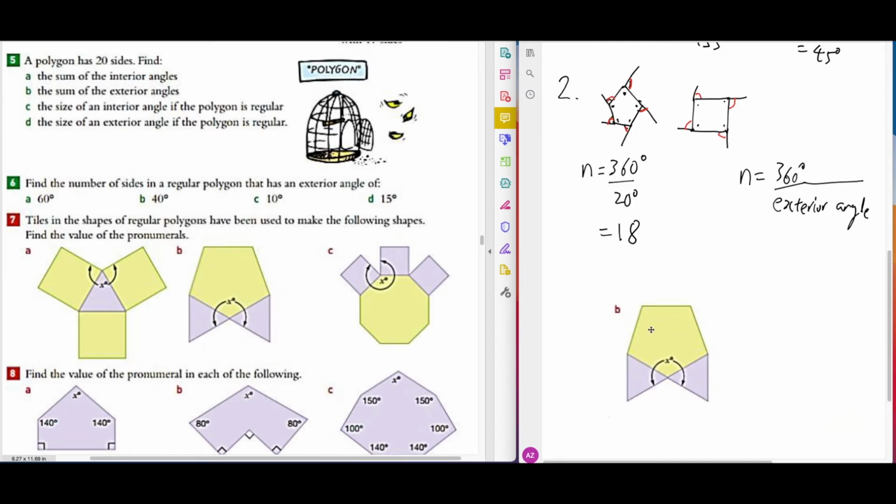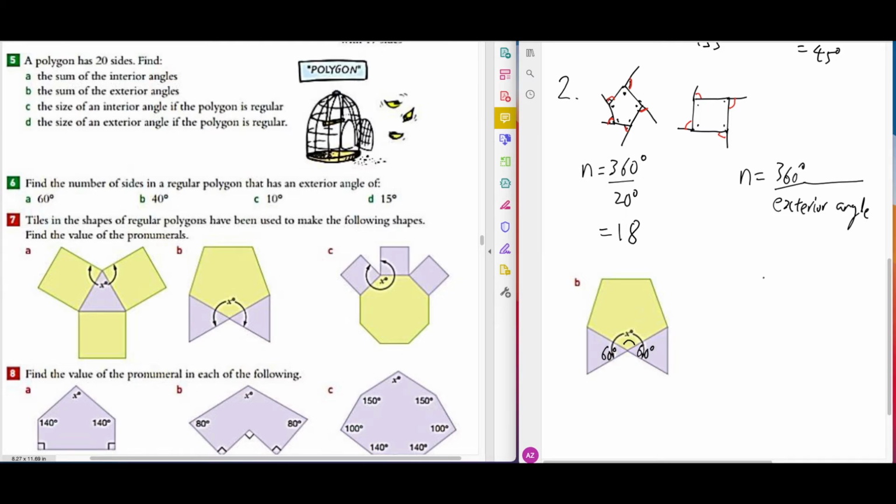Okay, now basically it's asking you to work out this angle here, right? So we already know that this angle is going to be 60 degrees, right? Because it's in a triangle. Because it says a regular polygon, that means all sides are equal. This is also 60 degrees. Now, how do we work out this angle here?